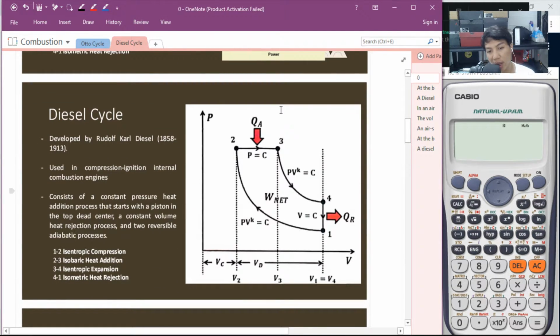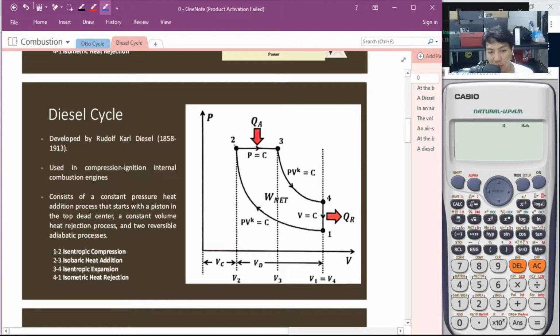Now, this is the diagram. This is the pressure-volume diagram for your diesel cycle. As you can see in the diesel cycle, you'll have 1 to 2 that is isentropic, 2 to 3 that is heat addition, 3 to 4 that is isentropic expansion, and heat rejection is 4 to 1. The drawing is a better basis. Later I will show you how I derive all the formulas there.